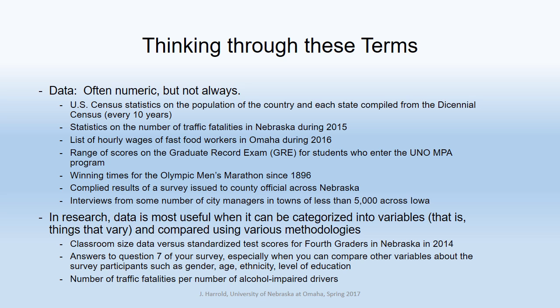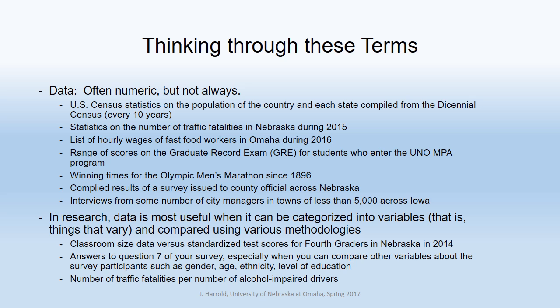So in research, and you've taken research methods, you know that data is most useful when we can categorize it into variables. So variables are just things that can change or things that vary. And they come in several types, right? And then we compare variables to each other using various methodologies. So for example, if we have data on classroom size, we can compare that to standardized test scores for fourth graders in Nebraska, say, in a given year. And so far we haven't drawn any conclusions, but we can make that comparison between two kinds of variables.